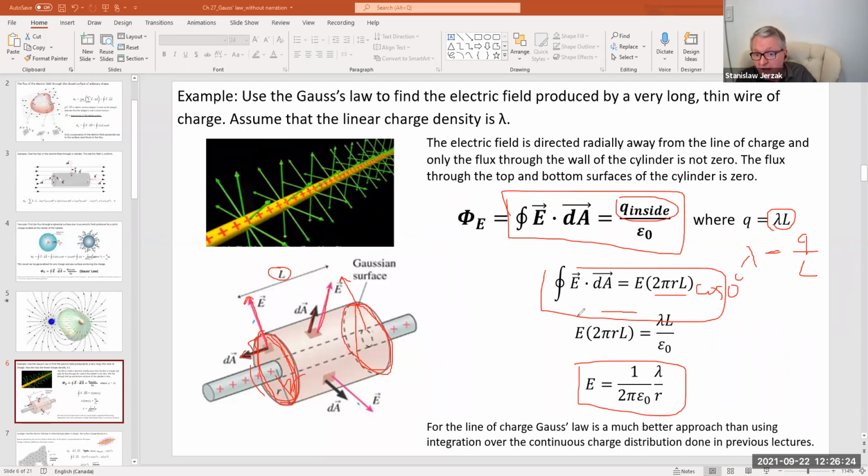So the total flux is E 2 pi RL. The total charge is lambda times L divided by epsilon 0. We can solve this equation for E, and the result is 1 divided by 2 pi epsilon 0 times lambda divided by R, which is the same as what we obtained doing calculations previously in previous lectures.